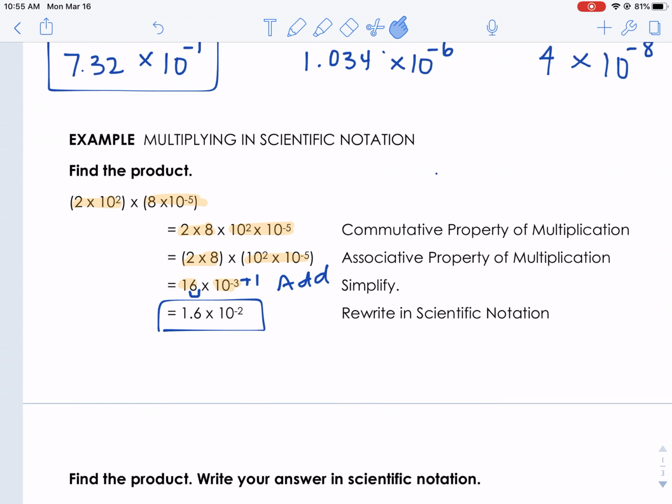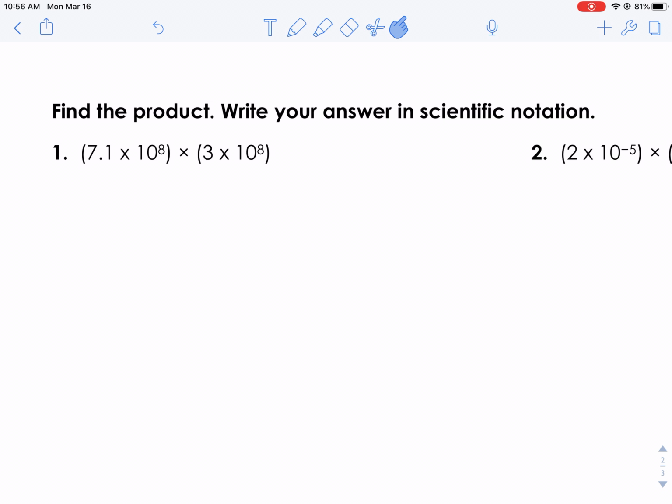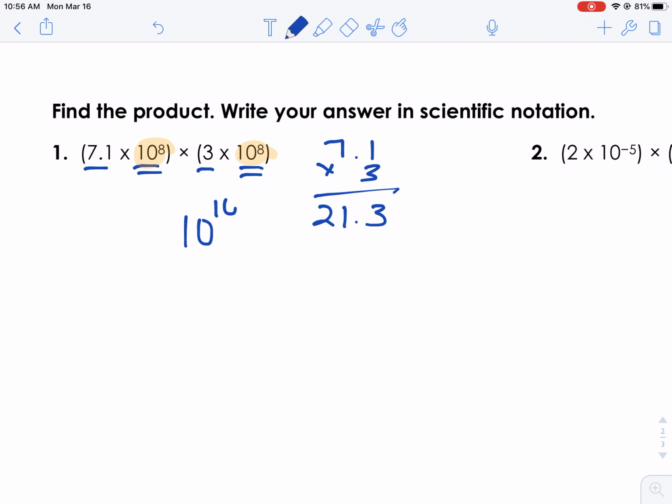Okay, let's go over some examples. So in number 1, we're going to take 7.1 times 10 to the 8th and multiply by 3 times 10 to the 8th. Okay, so we're going to multiply our numbers together and then our powers together. So 7.1 times 3 gives us 21.3, and then our exponents would be added. So 10 to the 8th times 10 to the 8th, we add those exponents to get 10 to the 16th. So we would get 21.3 times 10 to the 16th.